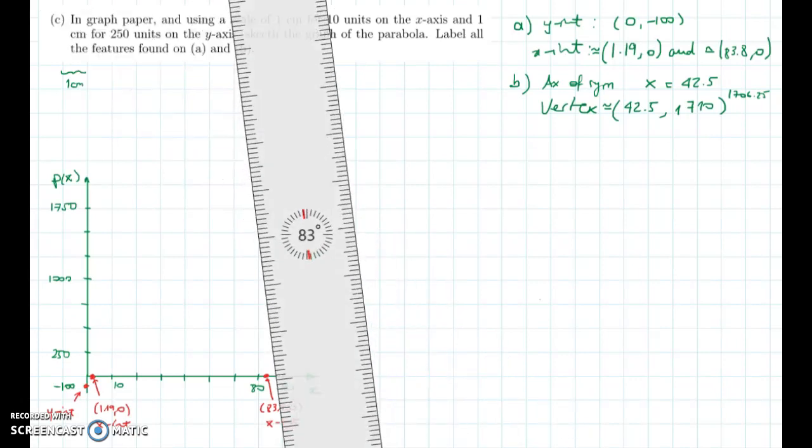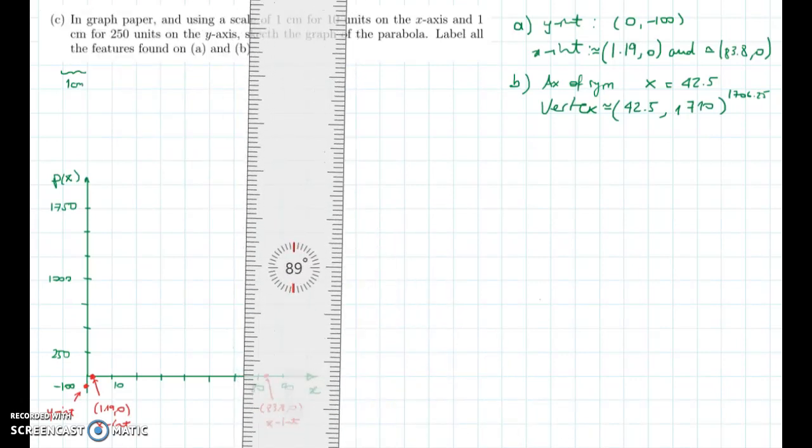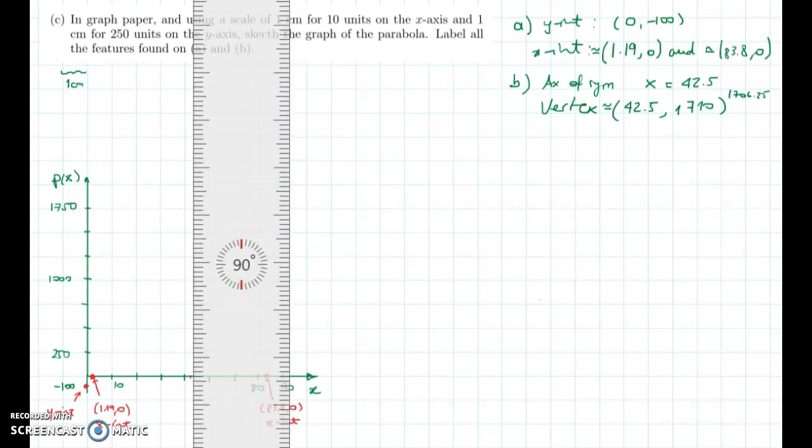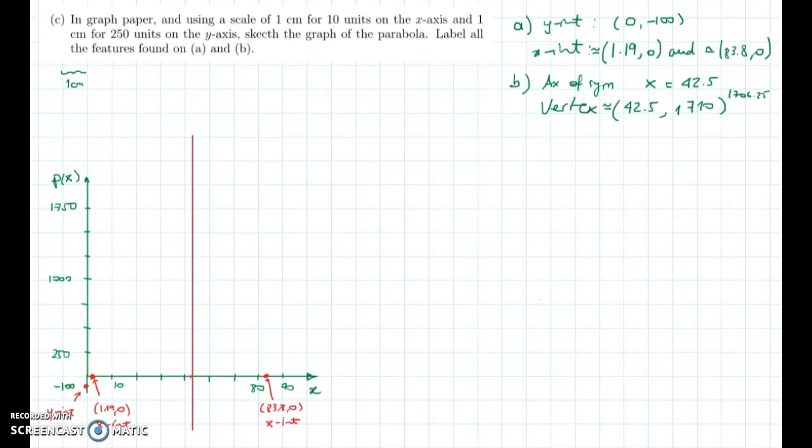We also need the axis of symmetry. I'm going to put a ruler for that. It has to be a vertical line, and I need to find where is 42.5. So 10, 20, 30, 40 should be around here. So that will be my axis of symmetry. x equals 42.5, axis of symmetry. And for our vertex, we need to locate the point approximately 1,710.